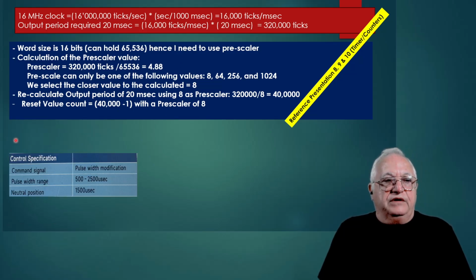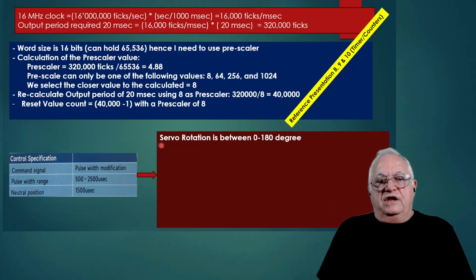So this information here is going to tell me how to set up the parameters when I start programming the register. So now let's look at the specification of our servo motor so we can figure out how to drive it. It says that we need a pulse width range between 500 microseconds and 2500 microseconds. And then it states that the neutral position is 1500 microseconds. So let's figure out what we need to do to program this.